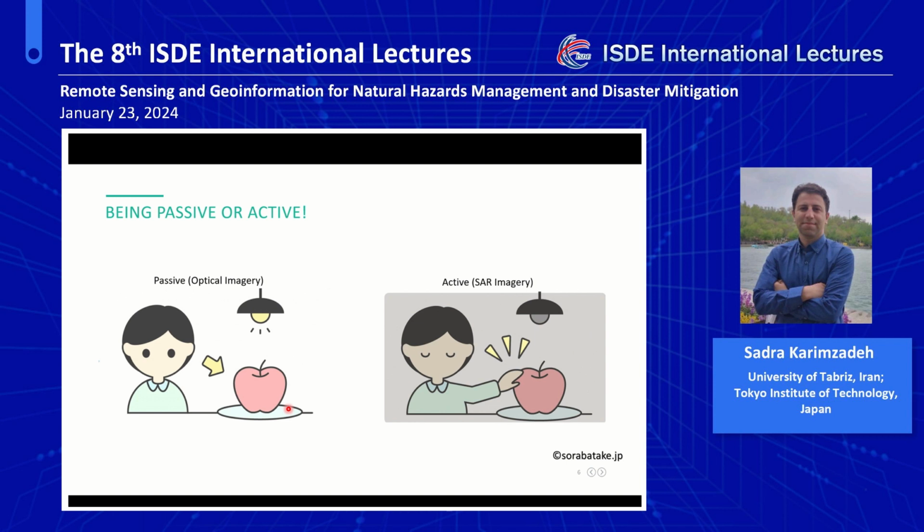So you touch it. This touching is SAR, or synthetic aperture radar remote sensing, or let's say active remote sensing. So you touch it and you understand that this is a fruit and the name of the fruit is apple. But of course you don't know the color of the apple. So this is a disadvantage. So I would say that optical and active remote sensing are complementary to each other.